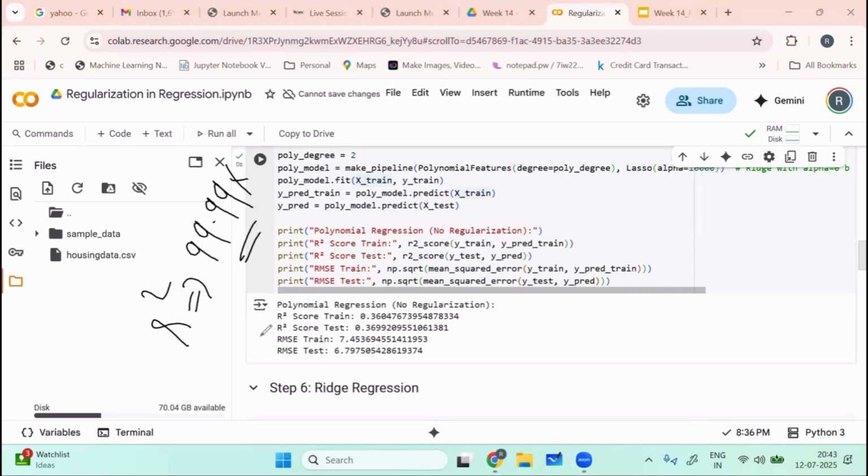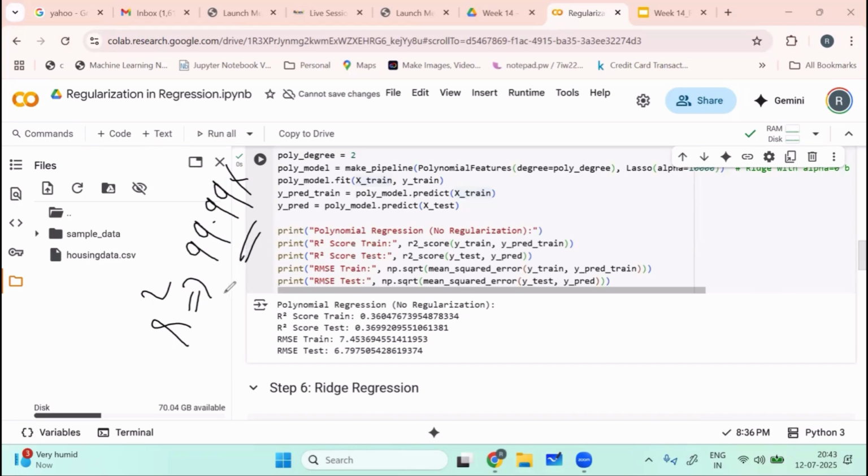Doctor, just for understanding, can you run that ridge one more time just to see how the RMS error is coming? I didn't notice it last time. Sure. The RMS error will be further lesser than the 7.45. I think it's more than 80%.